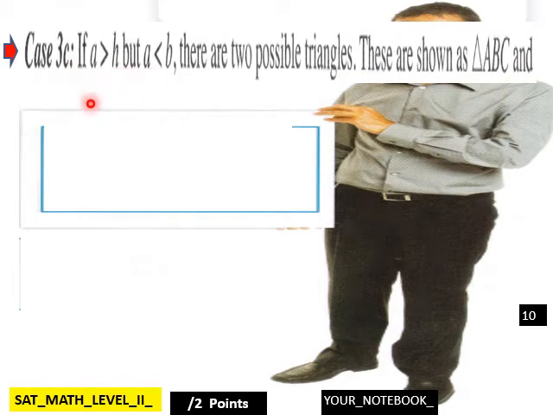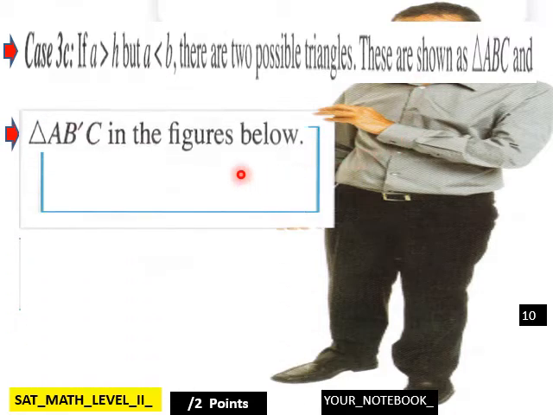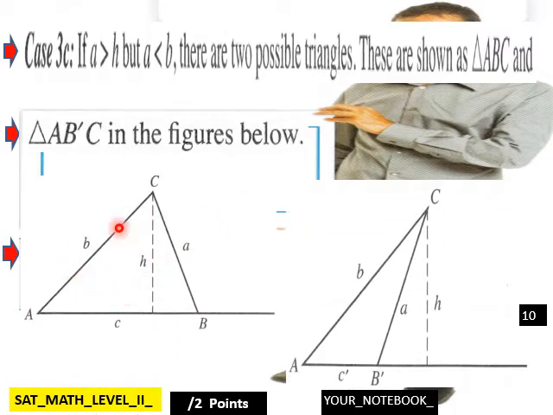Case 3c, if a is greater than h but a is less than b, there are two possible triangles. These are shown as triangle ABC and triangle AB tilde C in the figures below. Here's our situation: we have this triangle, and then this side a can be swept underneath, so that its angle here will be greater than 90 degrees. So you have two possible triangles here.